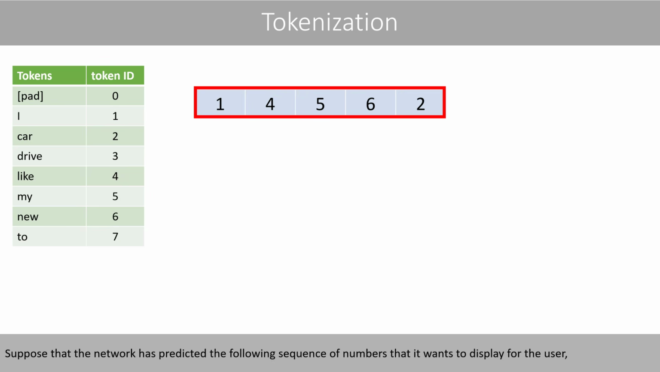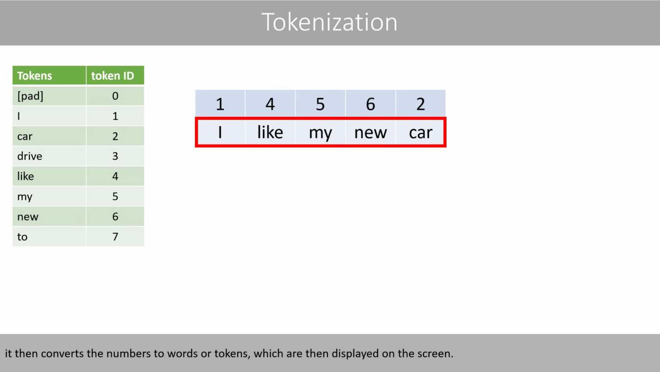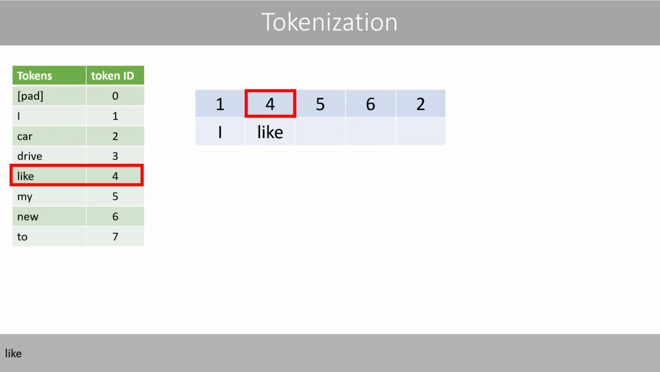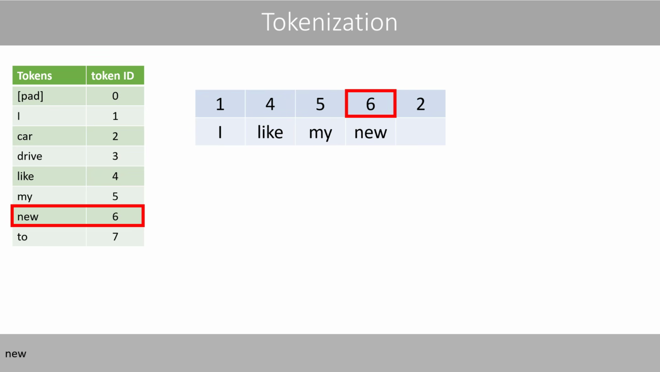Suppose that the network has predicted the following sequence of numbers that it wants to display for the user. It then converts the numbers to words or tokens, which are then displayed on the screen. I like my new car.